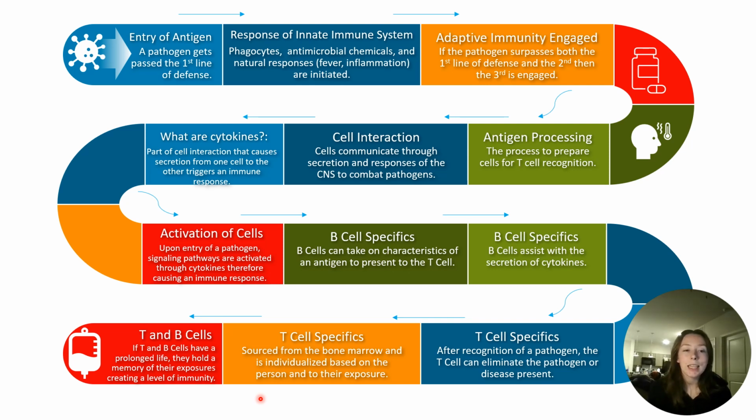And so getting into that, T and B cells, if they have a prolonged life within the body, then they have a level of memory of that exposure to help with the immunity and combating against it. So that is all that I have for my flowchart on how the immune response happens.